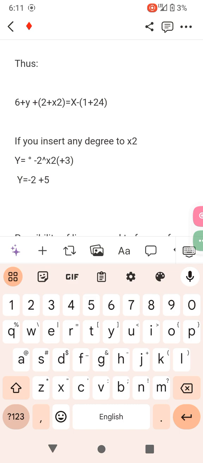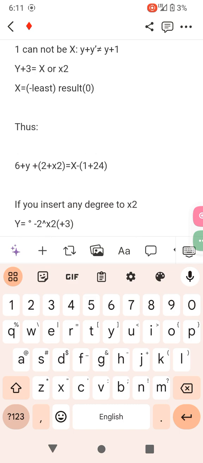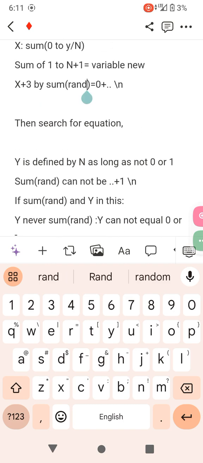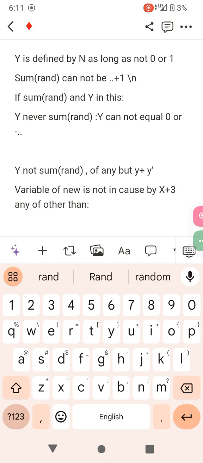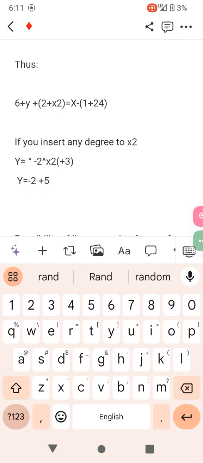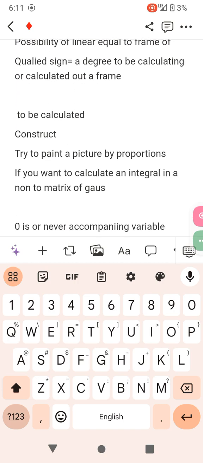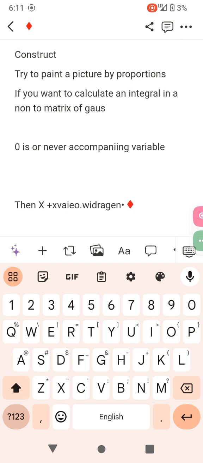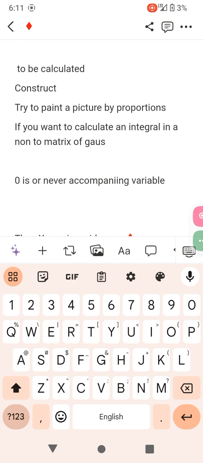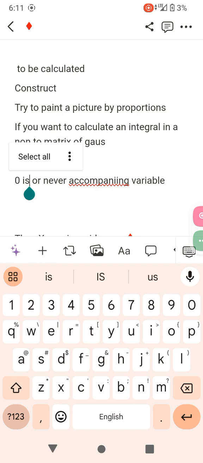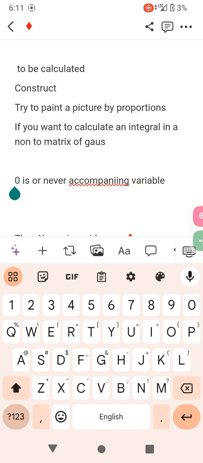Thus, formula now given 6 plus y plus 2 plus x2 equals x minus 1 plus 24. If you insert any degree to x2 and insert y equals minus 2 plus 5, you always have any of these results somehow. And then it's usable. Because 0 is never the accompanying variable. Important. Much important.